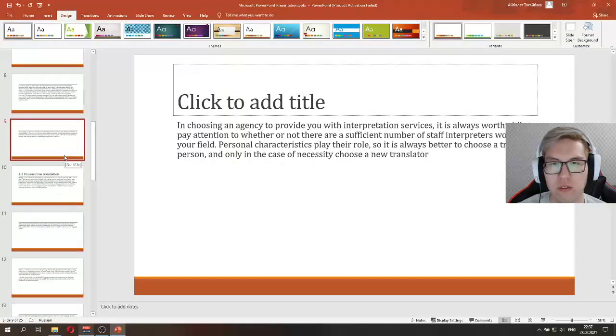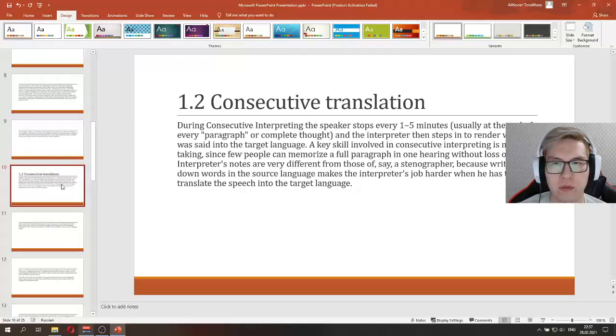In choosing an agency to provide you with interpretation services, it's always worthwhile to pay attention to whether or not there are a sufficient number of staff interpreters working in your field.